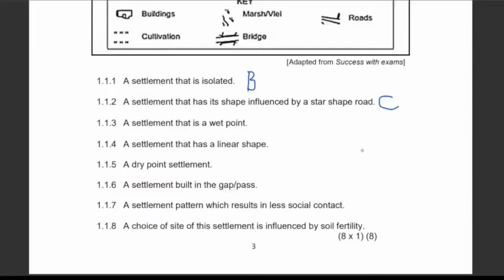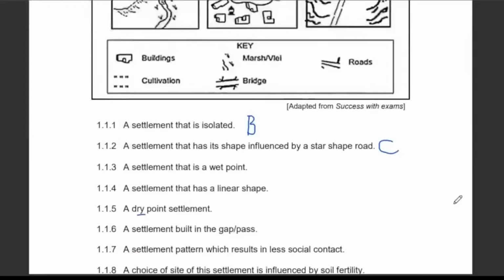Then we have a dry point settlement. In a dry point settlement, in that particular area, there is a risk of flooding. For the risk of flooding, it means we must establish a settlement above the flood line. We must try to identify a high-lying area which won't be affected by flood. That is a dry point settlement. So we want to look for a settlement that has been established because of the need to access water, a wet point settlement. That is number 1.13.